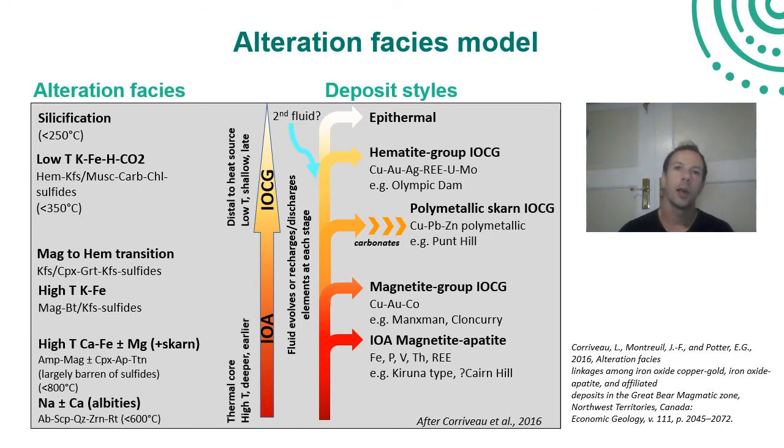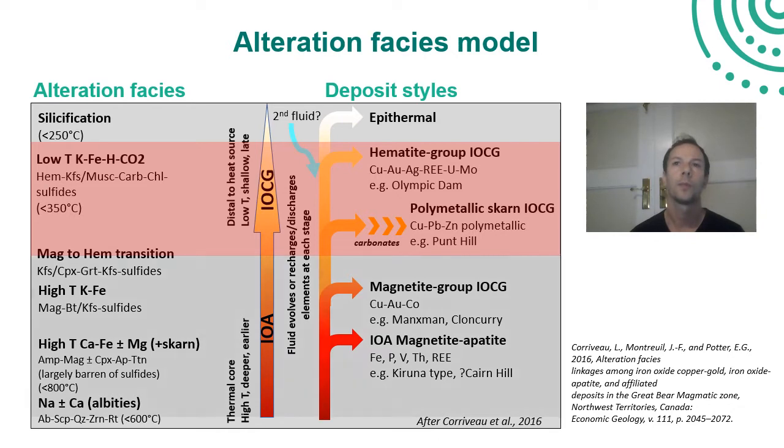I know you'll be hearing a lot about specific alteration facies in this webinar. So I'd just like to refer back to the Corriveau model and say that when I'm referring to hematite dominated systems, it's including a range of alteration facies that sit up around this part of the diagram of the evolution model. And the magnetite dominated systems that I'm referring to encompass a number of different alteration facies in the earlier stages of the genesis of this style of deposit.